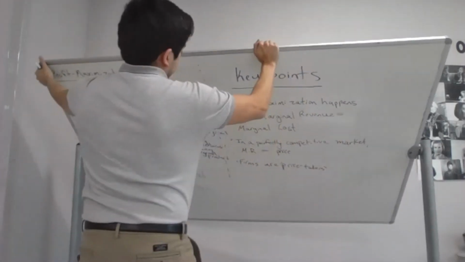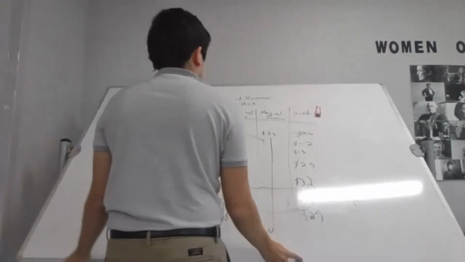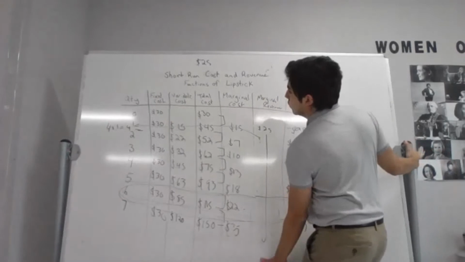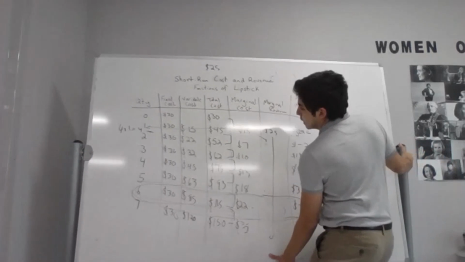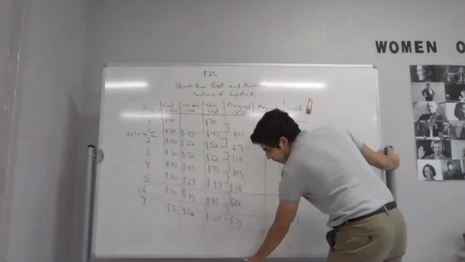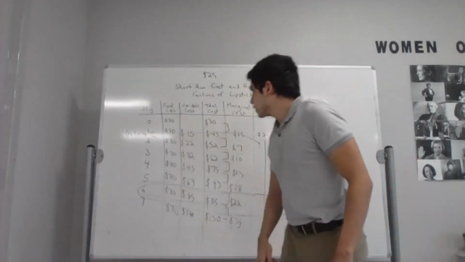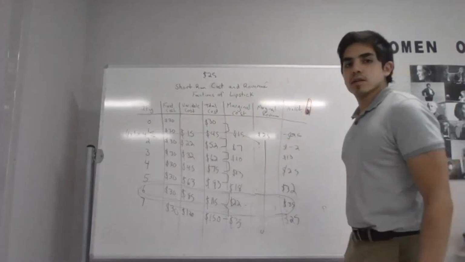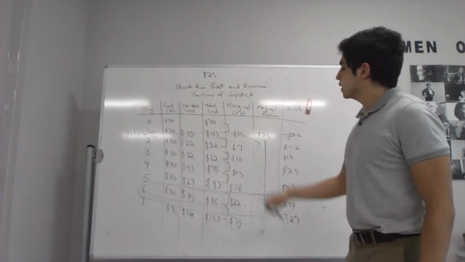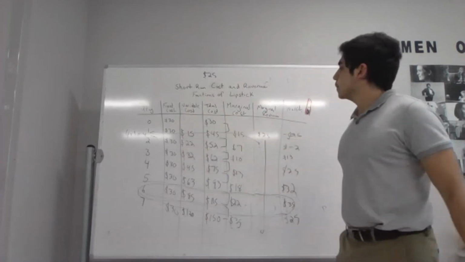We can look at another example in which we are given data about short run costs and revenue functions of lipstick. I drew on this one. This one is from my last period class. And so this is short run. So we have a fixed cost. We're holding one factor of production fixed. Variable costs, you can see the variable cost. Total costs is the sum of fixed and variable costs.